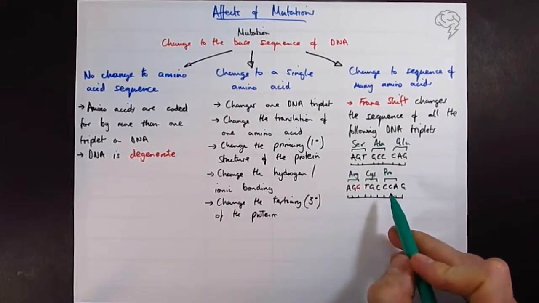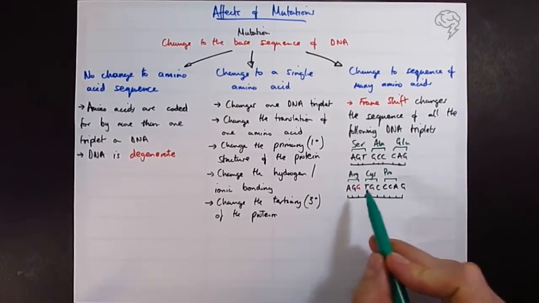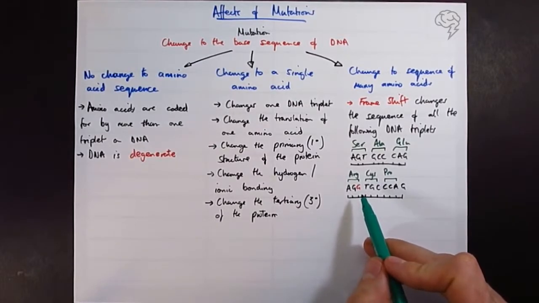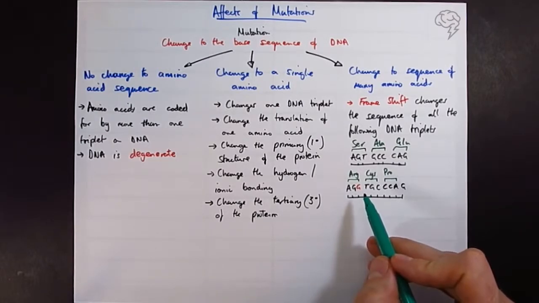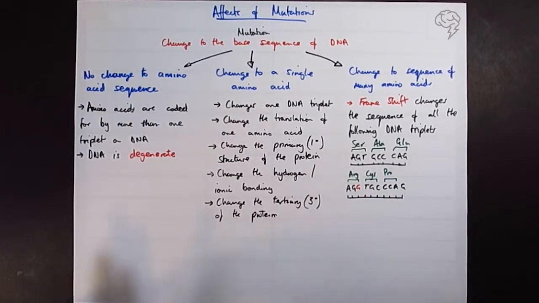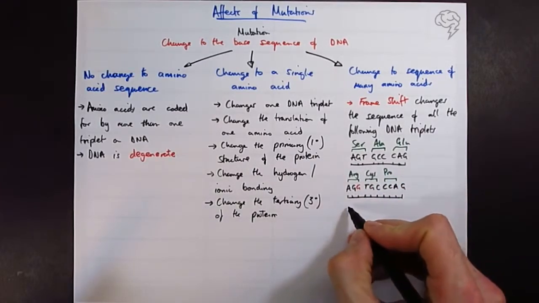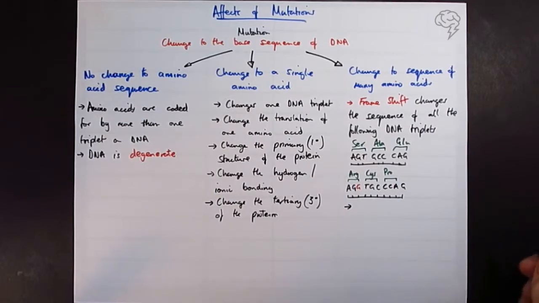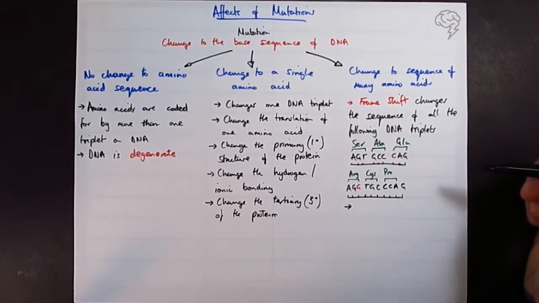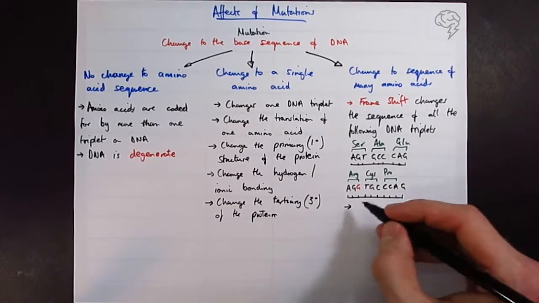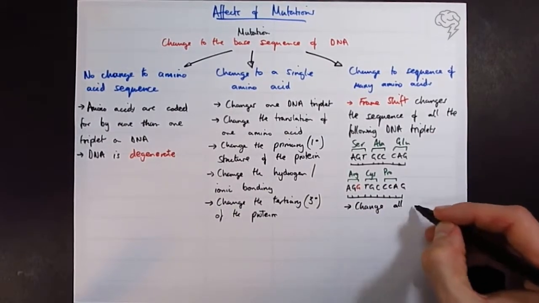So all the following amino acids in the sequence are going to be changed because of this one here. Any addition or removal or deletion of nucleotides that's not divisible by 3 is going to result in a frame shift, and it's going to have a catastrophic impact on the polypeptide. So what can we say about this? Well, it's going to change all the DNA triplets. It'll probably change, not 100%, but probably, all the amino acids in the following sequence.